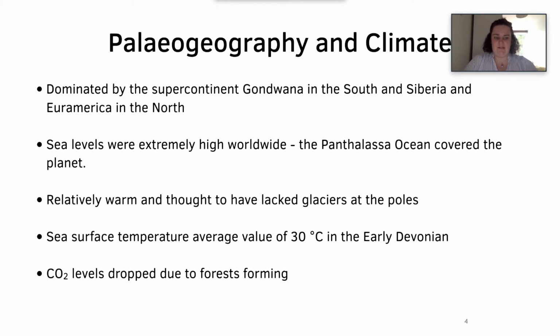And as well as this, CO2 levels had dropped due to forest forming, which sorted out the carbon cycle a bit. So the plants would take in CO2 and produce oxygen. That's the way it works, yeah.